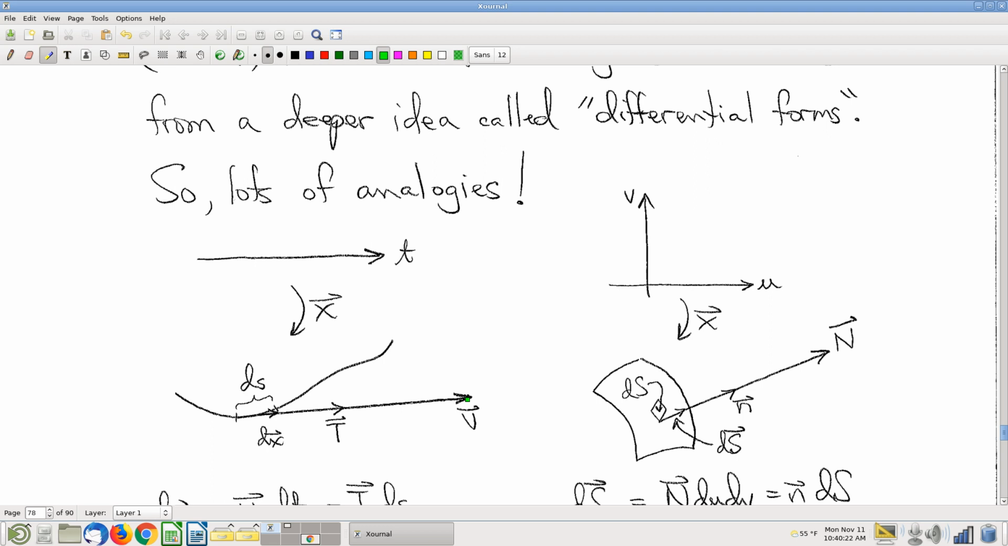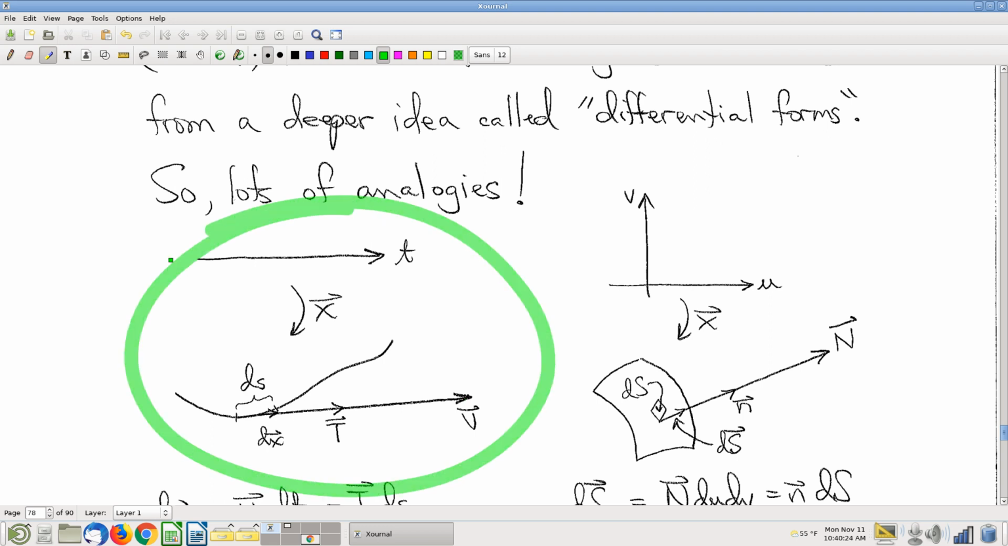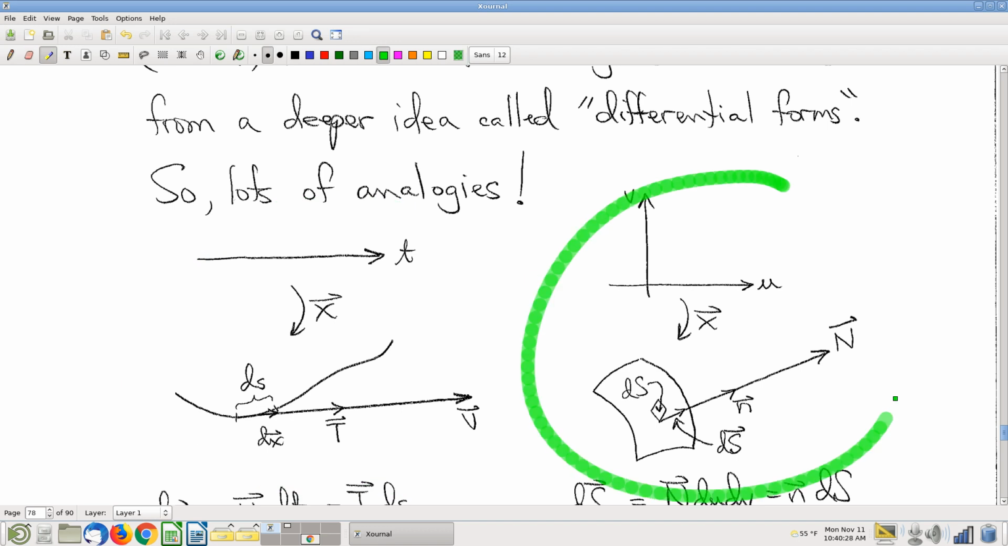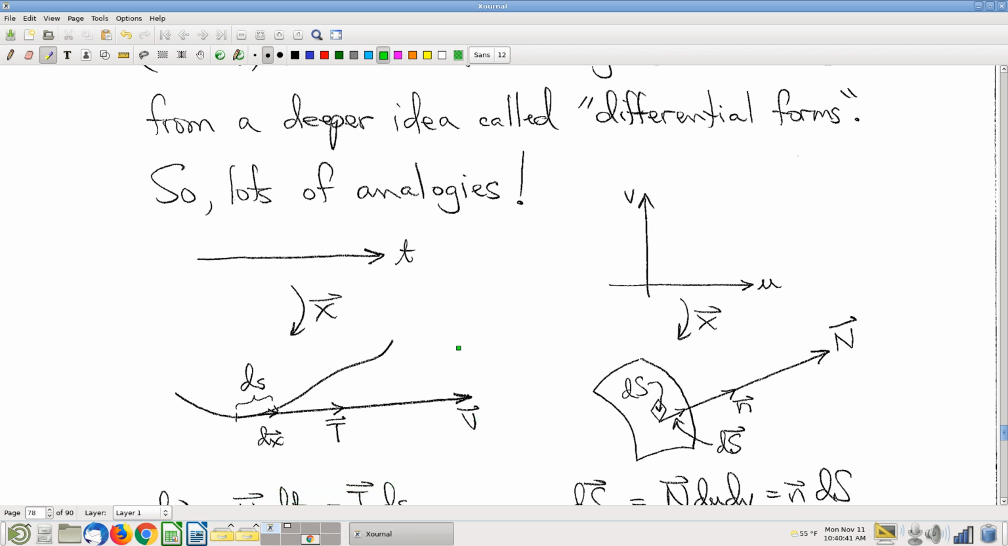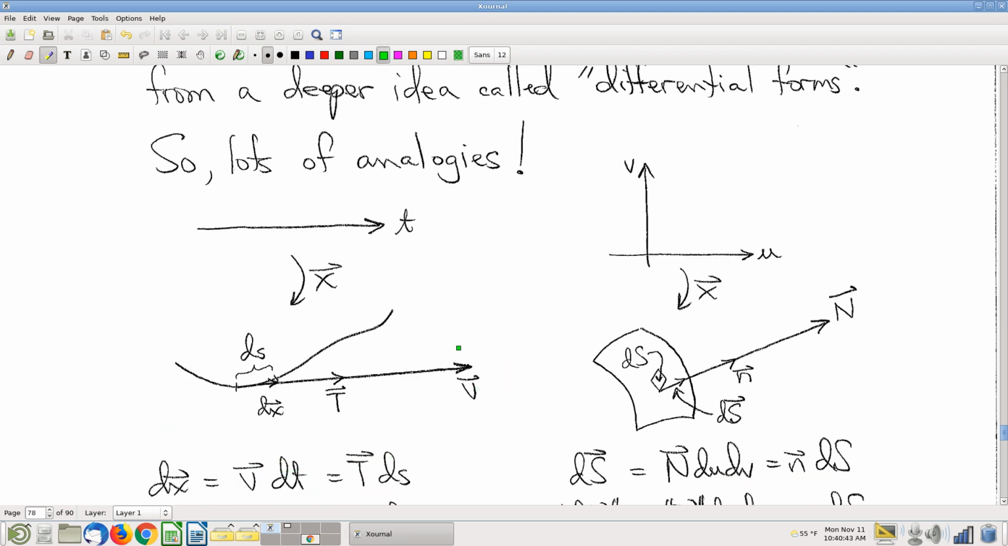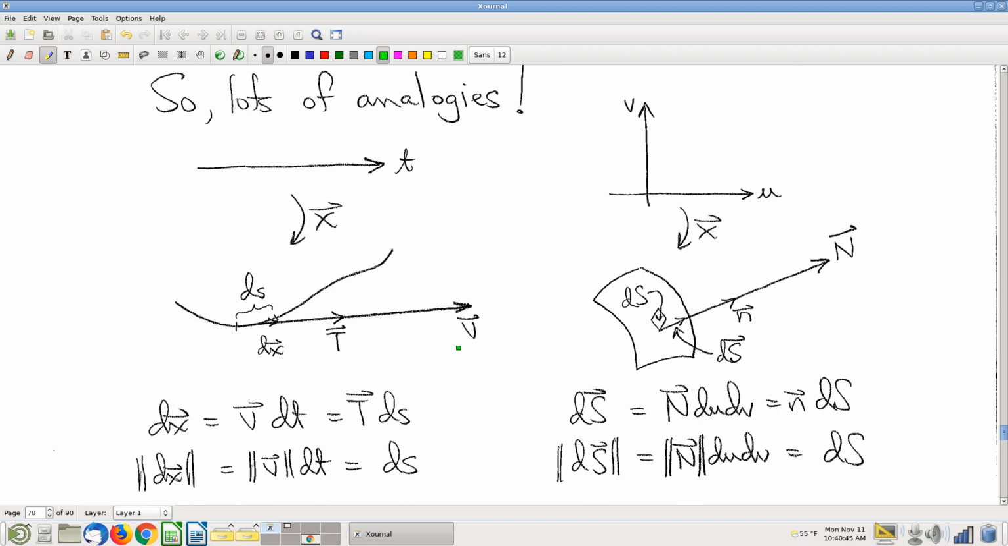Now, we're not computing the same stuff. Here, arguably, we're computing work. Right? Here, arguably, we're computing flux. How much fluid is flowing through a surface versus how much work does it take to exert some task. Physically, they look very different. But let me go through the analogies now.